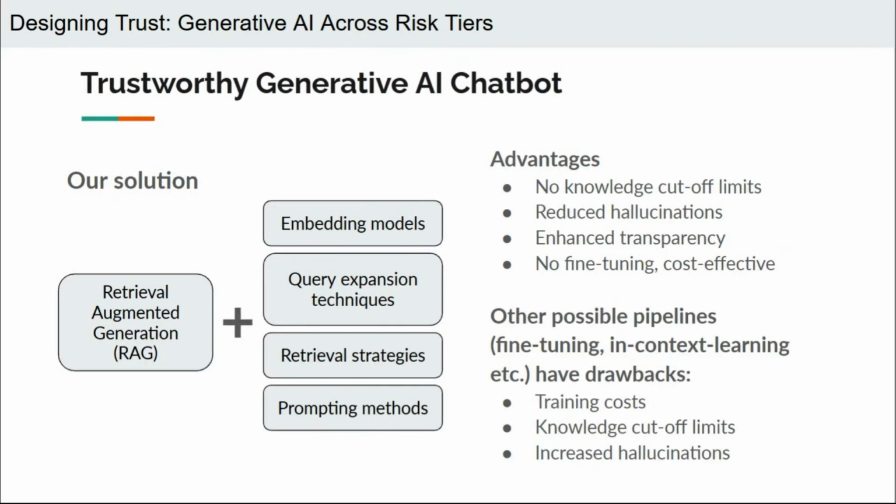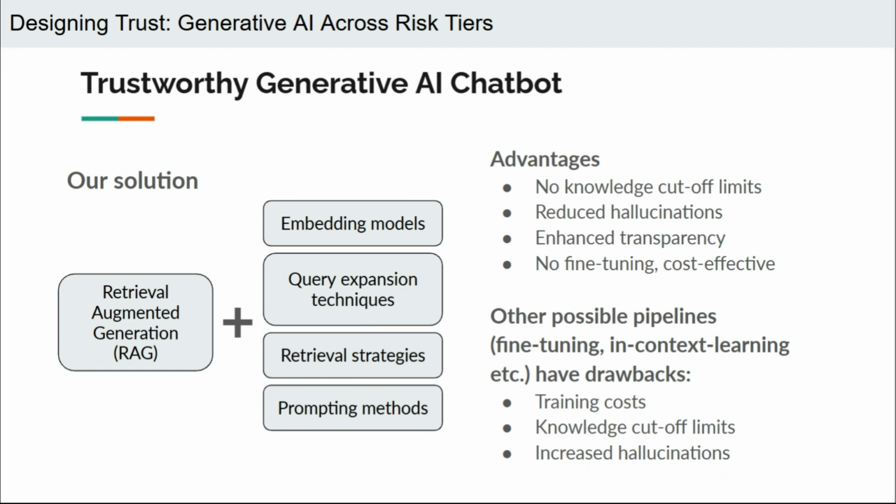Therefore, after careful considerations and trustworthiness analyses, we chose an approach based on retrieval-augmented generation, which offers several advantages: no knowledge cutoff limits, reduced hallucinations, enhanced transparency, and cost efficiency. When designing the pipeline, we evaluated different embedding models, query expansion techniques, retrieval strategies, and prompting methods. Other possible pipelines, such as using an LLM with in-context learning or fine-tuning, have drawbacks, such as continuous training costs, relying on outdated information, and hallucinations. The details of the approach, along with experimental results, can be found in our publications.